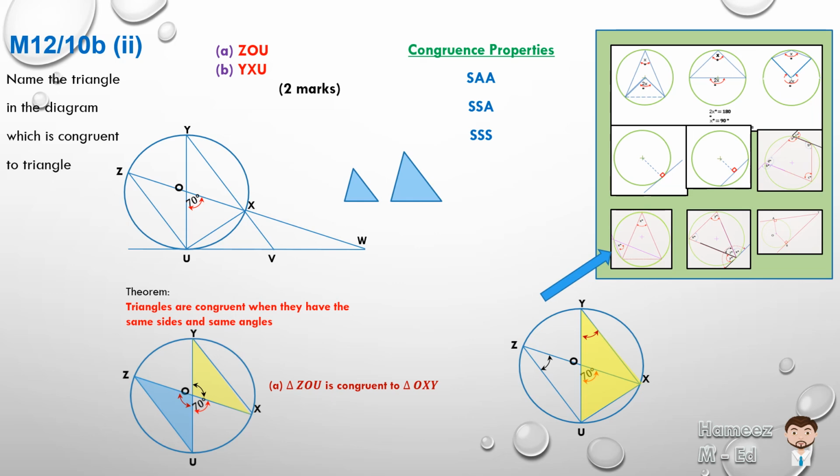So let's see. This triangle we have in yellow has a diameter and a chord UX and an angle of 35 degrees. And if we look at the triangle now in blue, it has a diameter ZX, it has the same chord UX, so the two sides are the same, and it shares an angle of 35 degrees at the point Z. So that is like SAS, two sides and an angle is the same. As such, triangle YXU is congruent to triangle ZUX. And we've now completed this question.